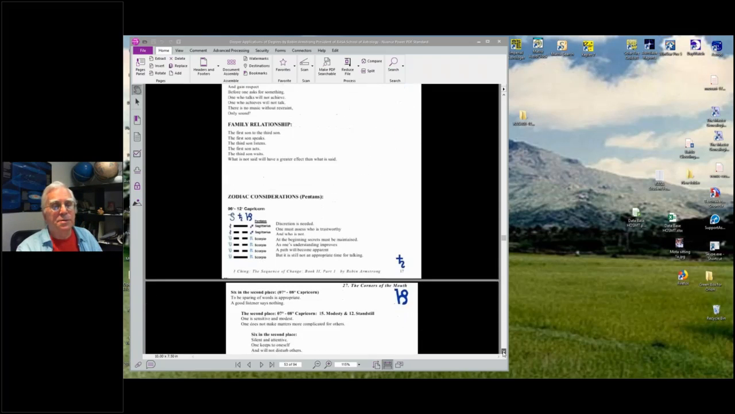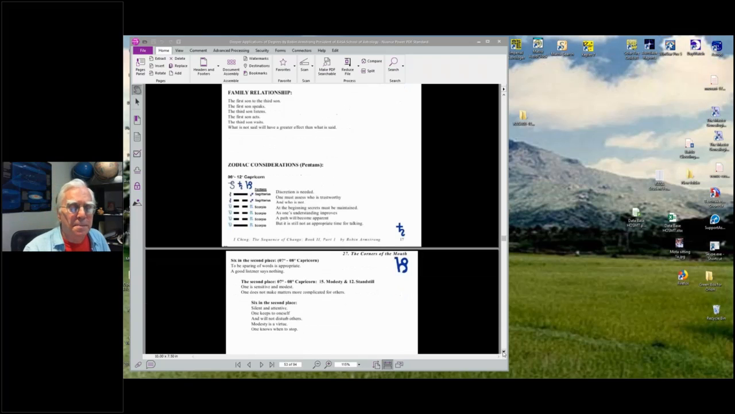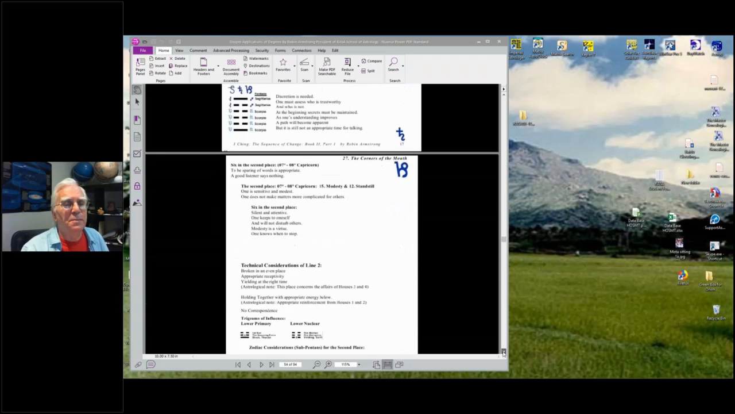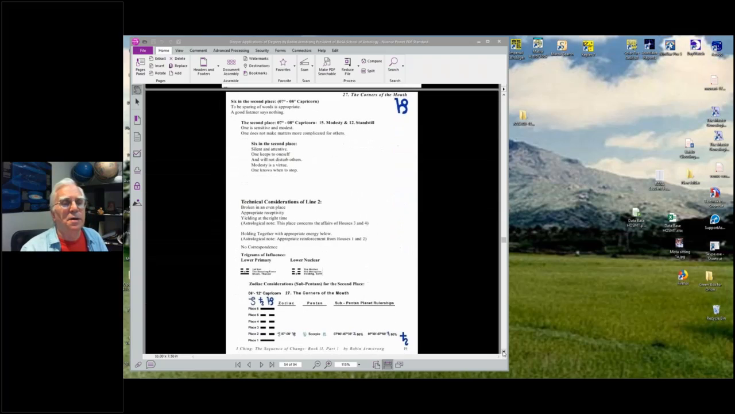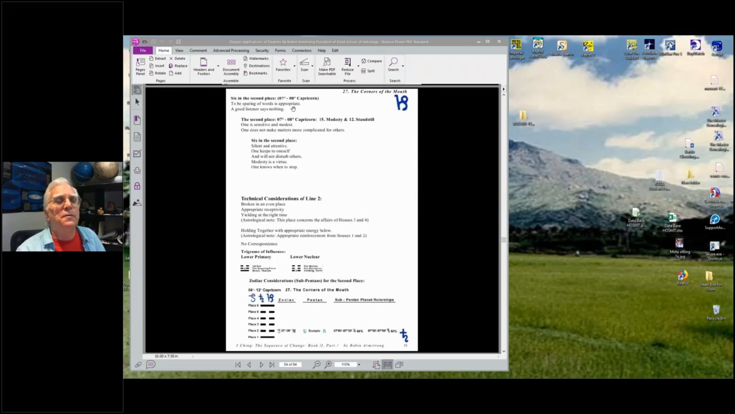Go through all of these. These are all pages from my book on the sequence of change. To be sparing of words is appropriate. A good listener says nothing.